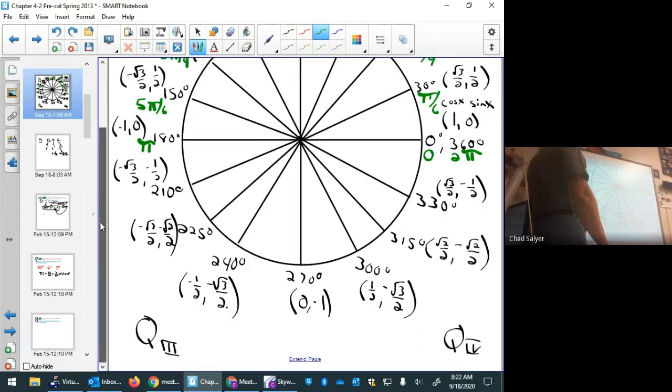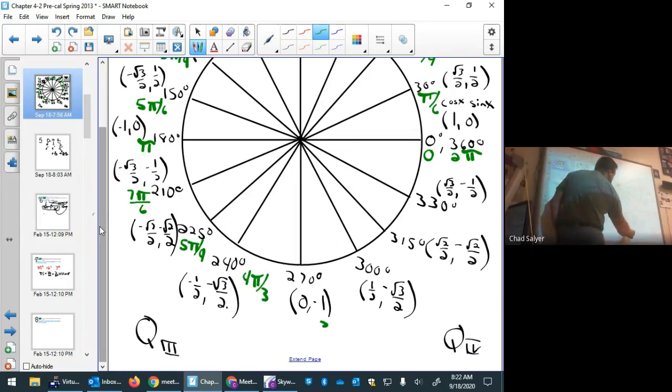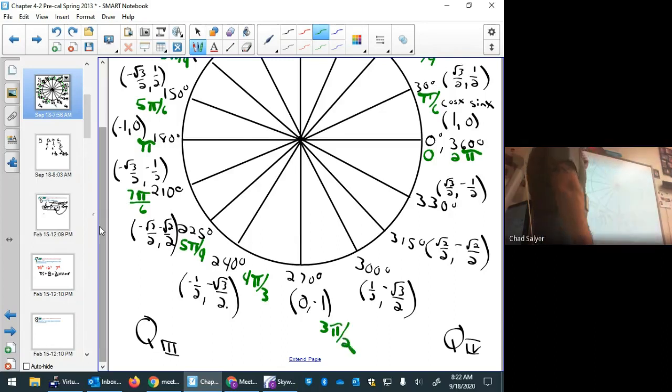There's just a lot of stuff to write. Okay, so going into Q3 here, this is 7 pi over 6. And here I have 5 pi over 4 for 225. For 240, I got 4 pi over 3. And for 270, 3 pi over 2. So that's Q3.